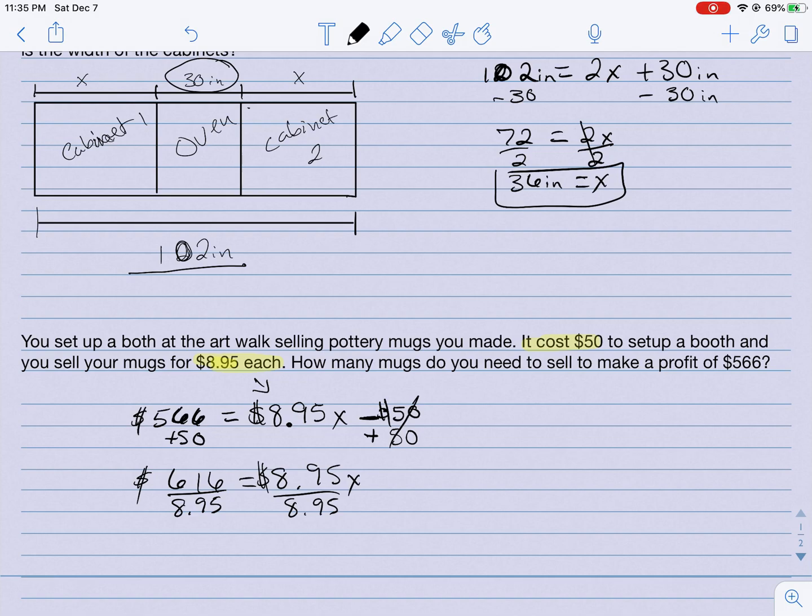And what we are left with is, I believe, should be 40 equals x. Now we can check that by taking 8.95 times 40. And nope, I can tell that's going to be wrong already. That should be 80.